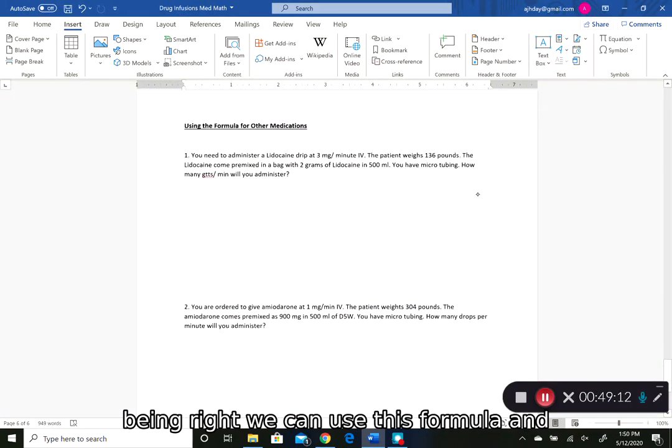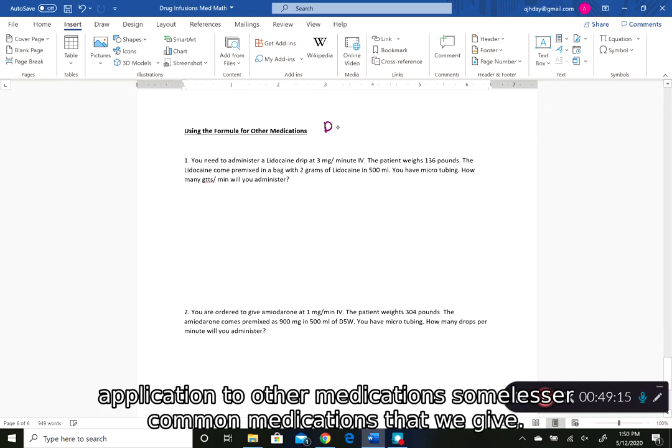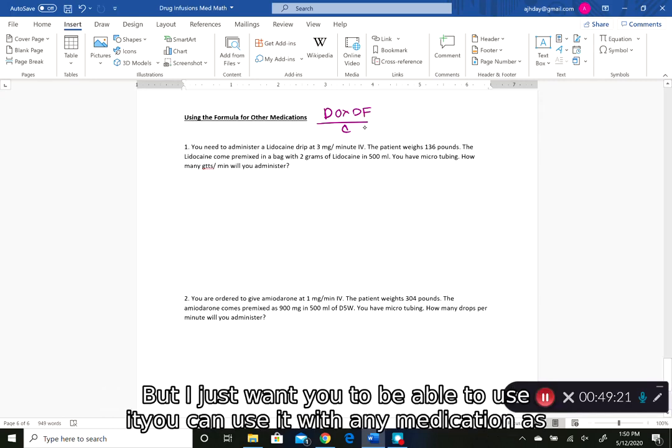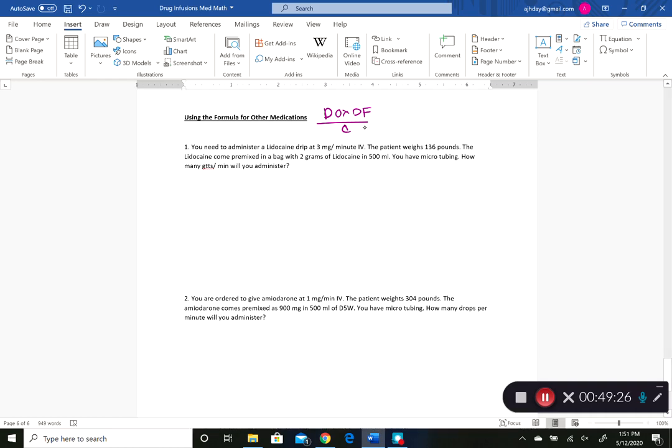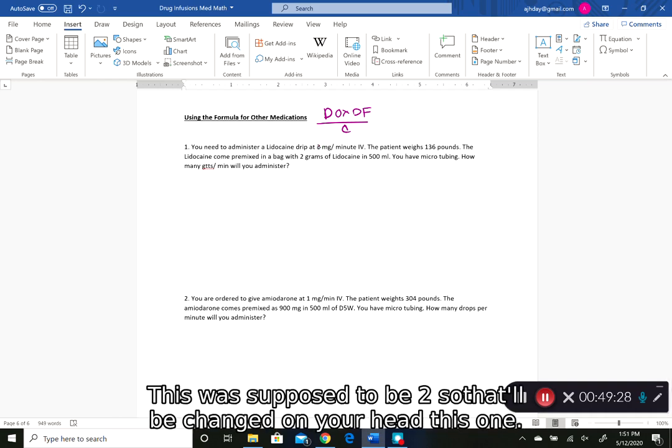All right, we can use this formula in application to other medications, some lesser common medications that we give. But I just want you to be able to use it. You can use this with any medication as long as you figure out the concentration. This was supposed to be 2, so that'll be changed on your Canvas one.